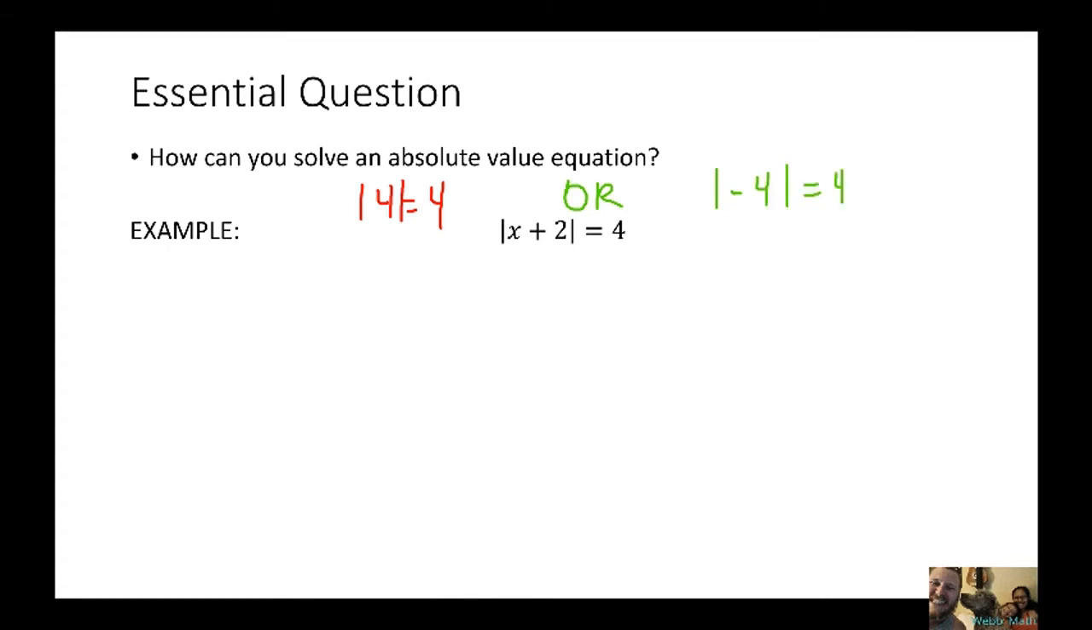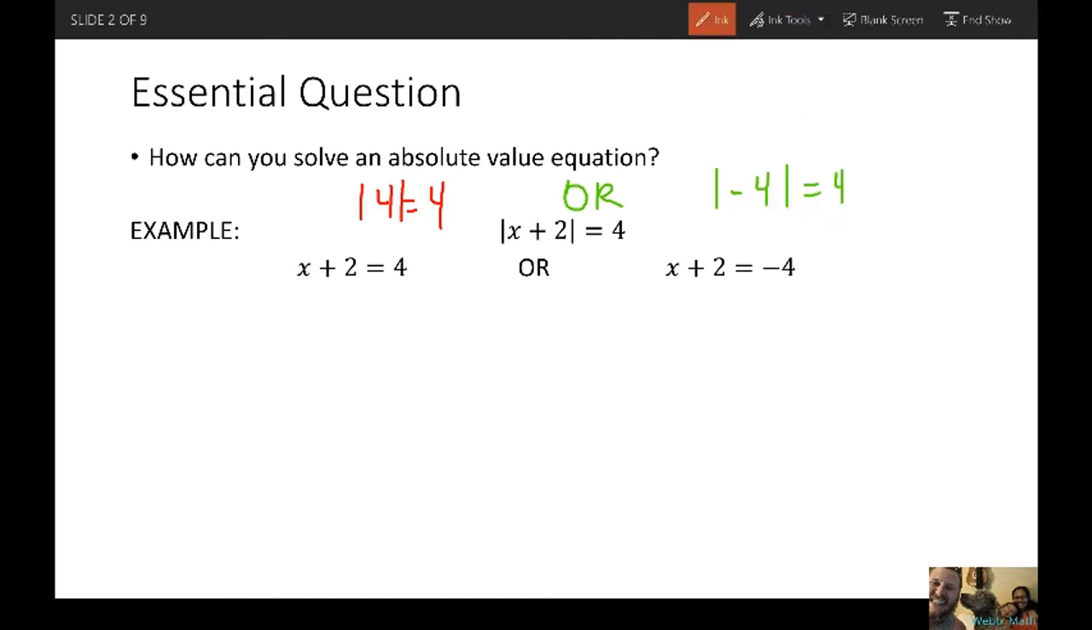So let's go ahead and set up our disjunction. Notice how I'm just taking my absolute value expression and writing it in two different places. Except in one scenario I have a positive 4, and that's because the absolute value of a positive 4 is still going to get me my 4.